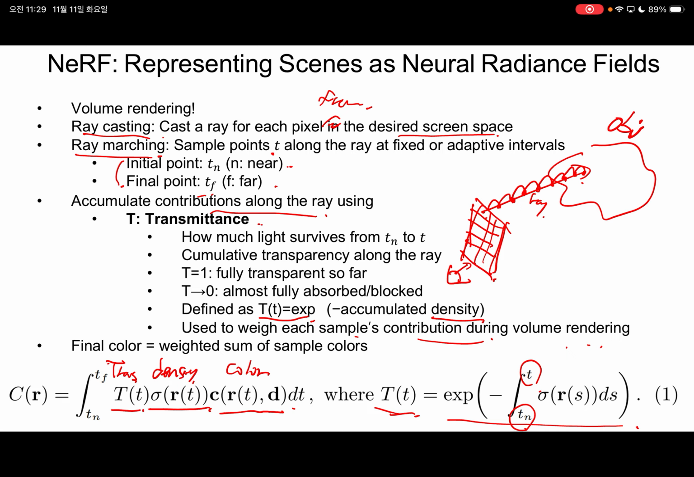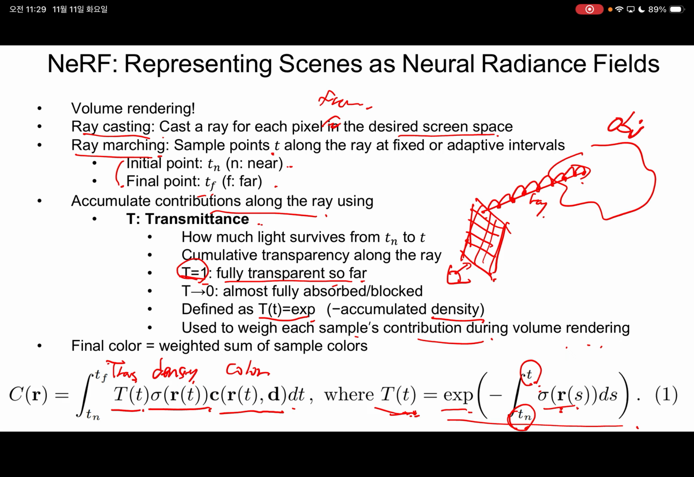If T equals 1, then so far there is nothing blocking this light, because the density from Tn to T is almost equal to 0. Then T equals 1, right? If we have the exponential, and the density from Tn to T is almost 0, then T becomes 1, fully transparent so far. So nothing is blocking. That is T equals 1.